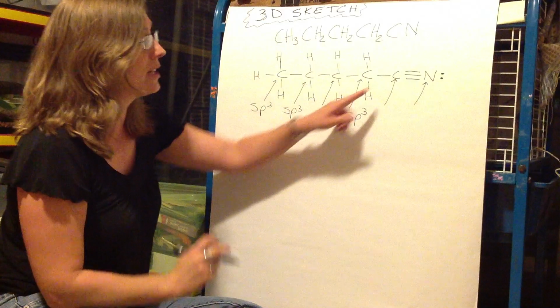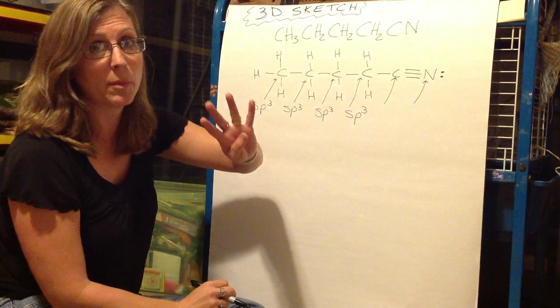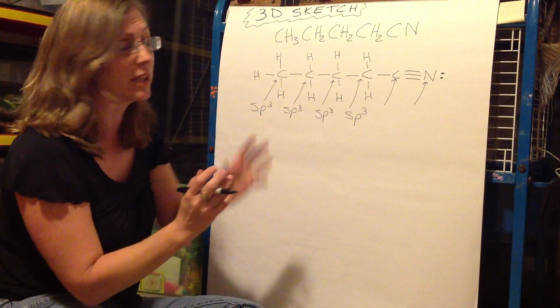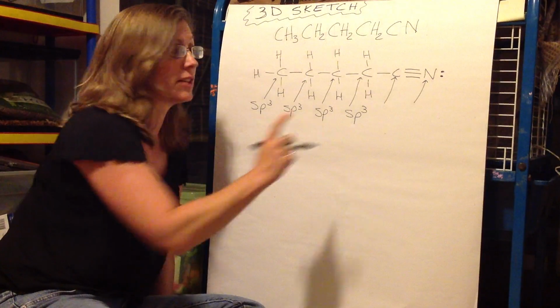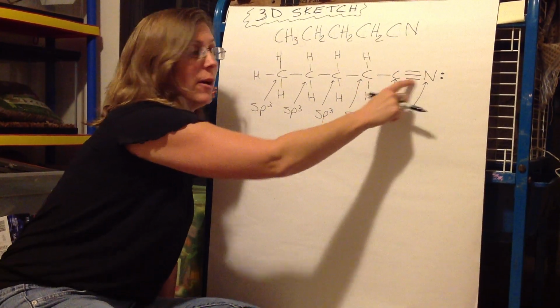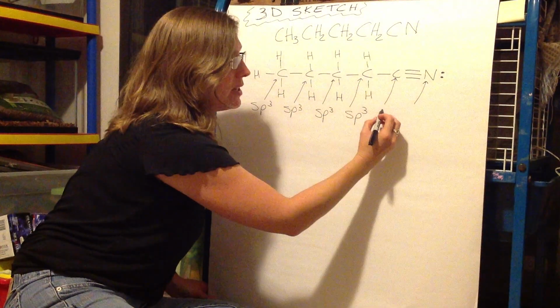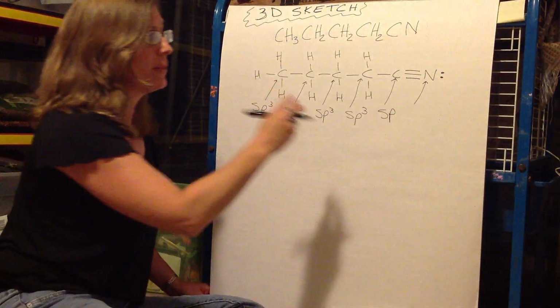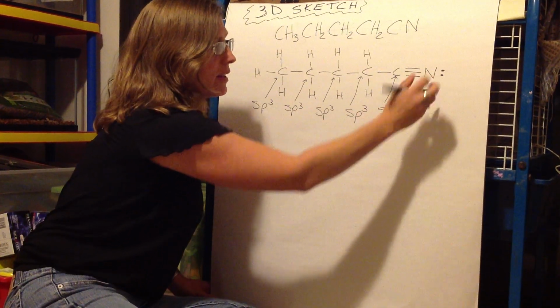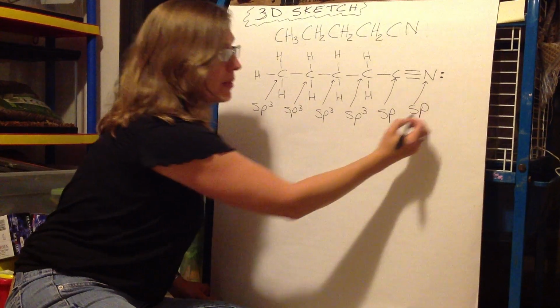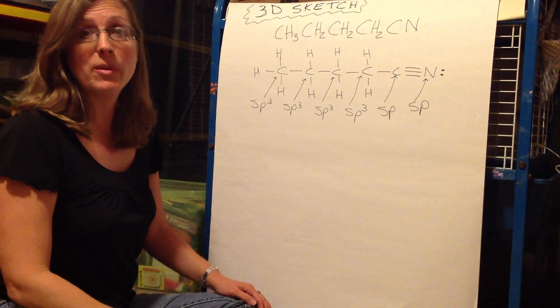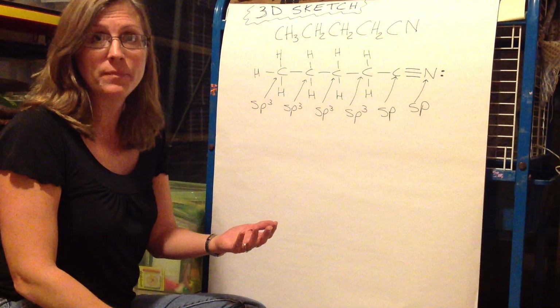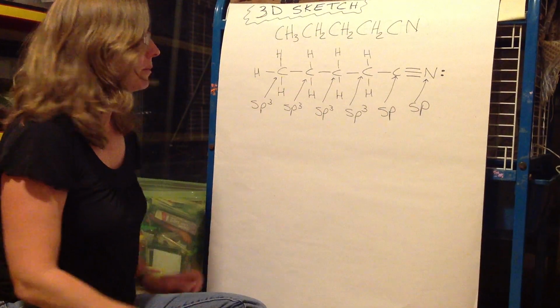Okay, now we get to this next carbon. It still has 4 bonds, but the 4 bonds are arranged differently. They're grouped differently. And now we have 2 regions of electron density. We have the single bond and we have the triple bond. So when you have 2 regions of electron density, we need sp hybridization. And the same with the nitrogen. We have the triple bond and the lone pair, so it's sp hybridized. And now the hybridization is going to dictate the geometry, so now we can start to build our molecule.